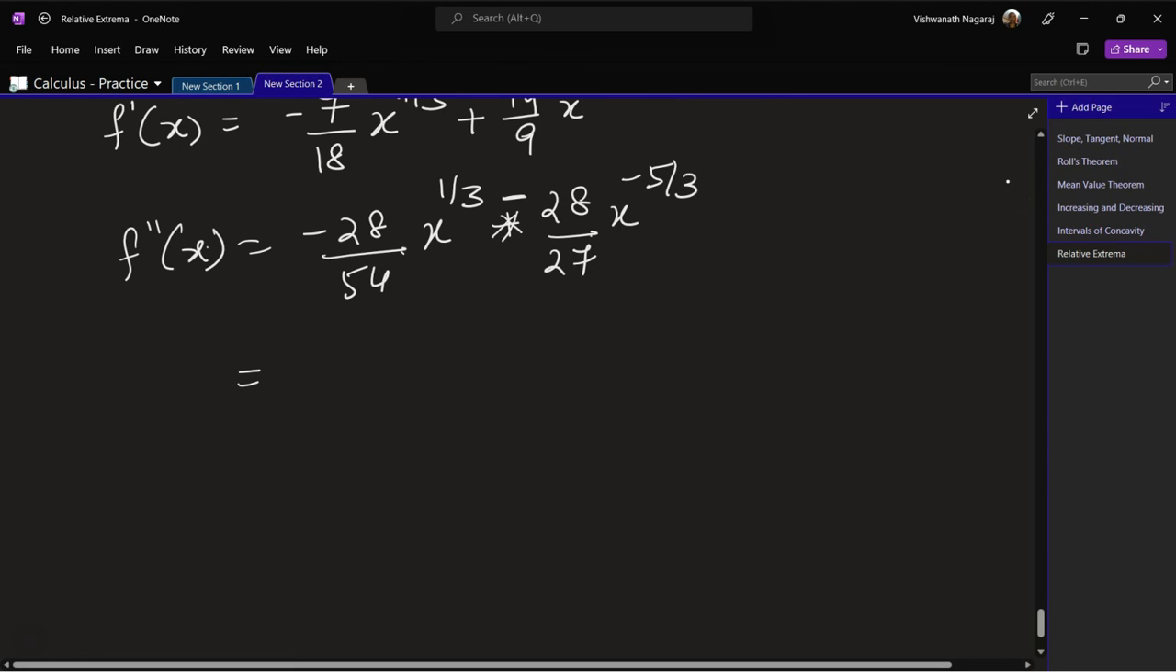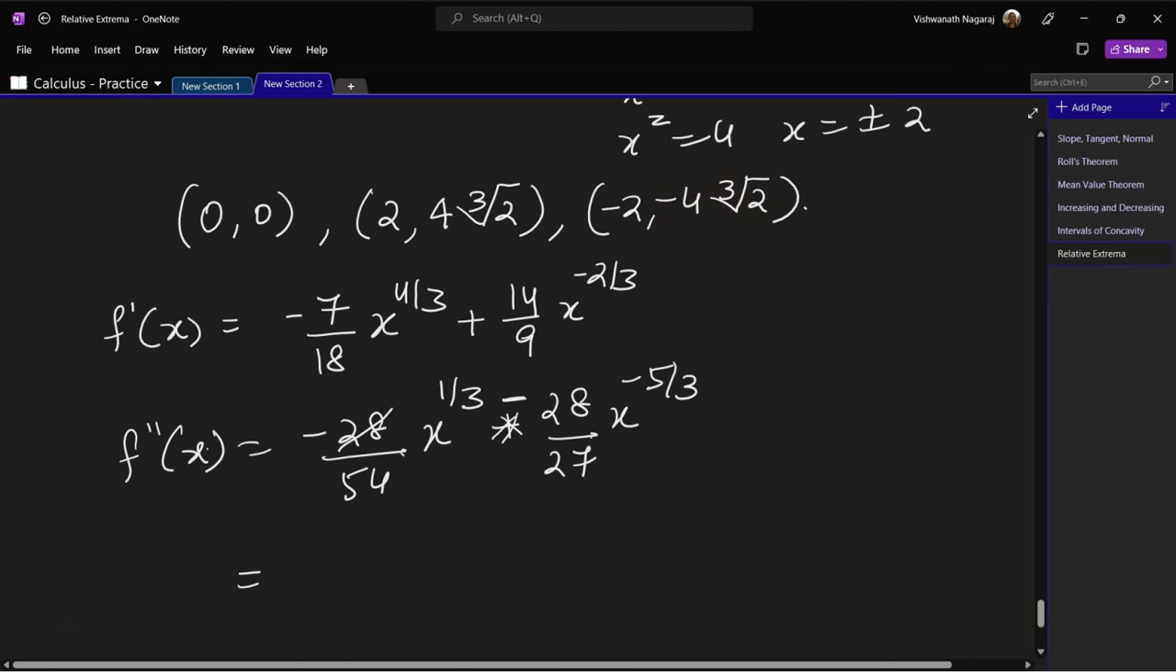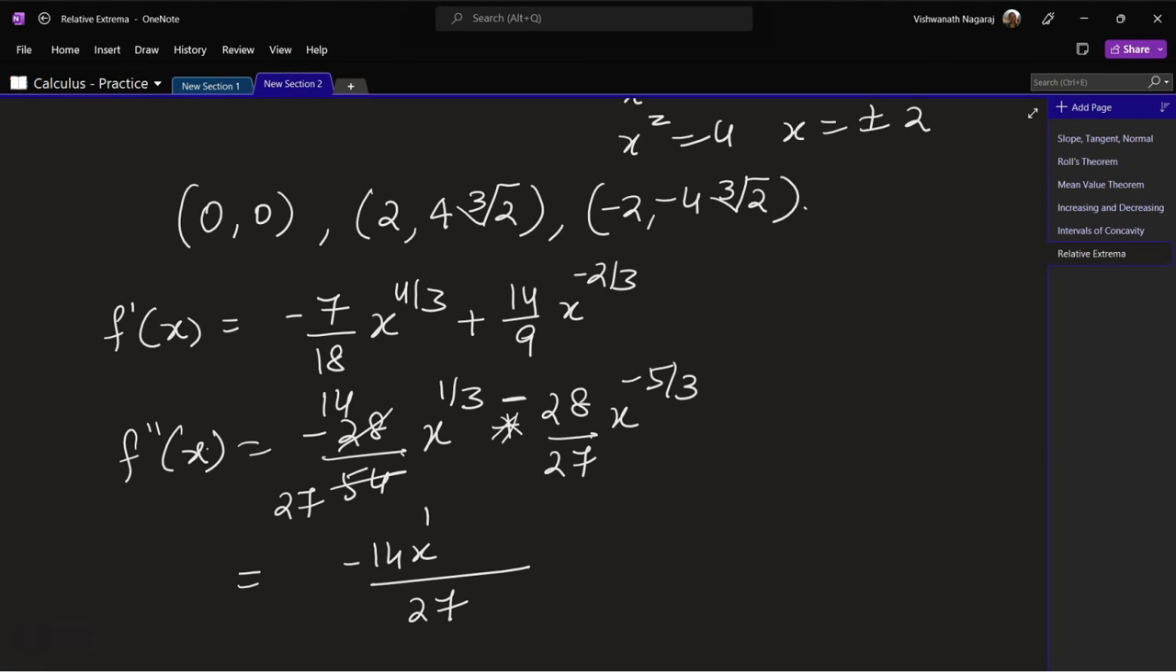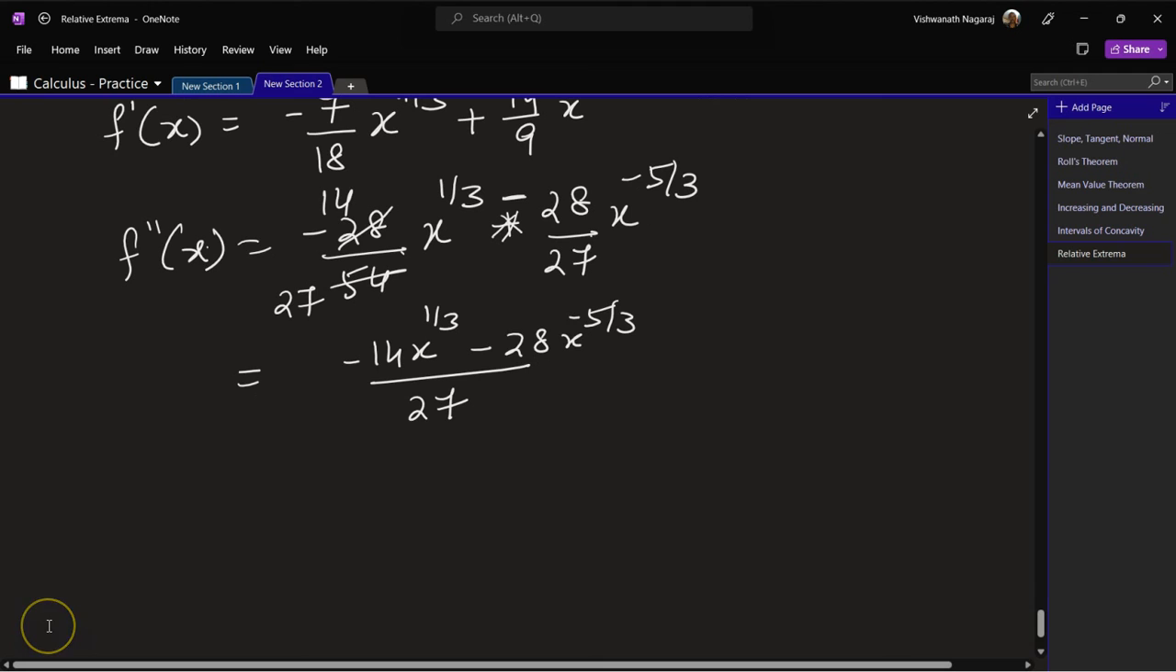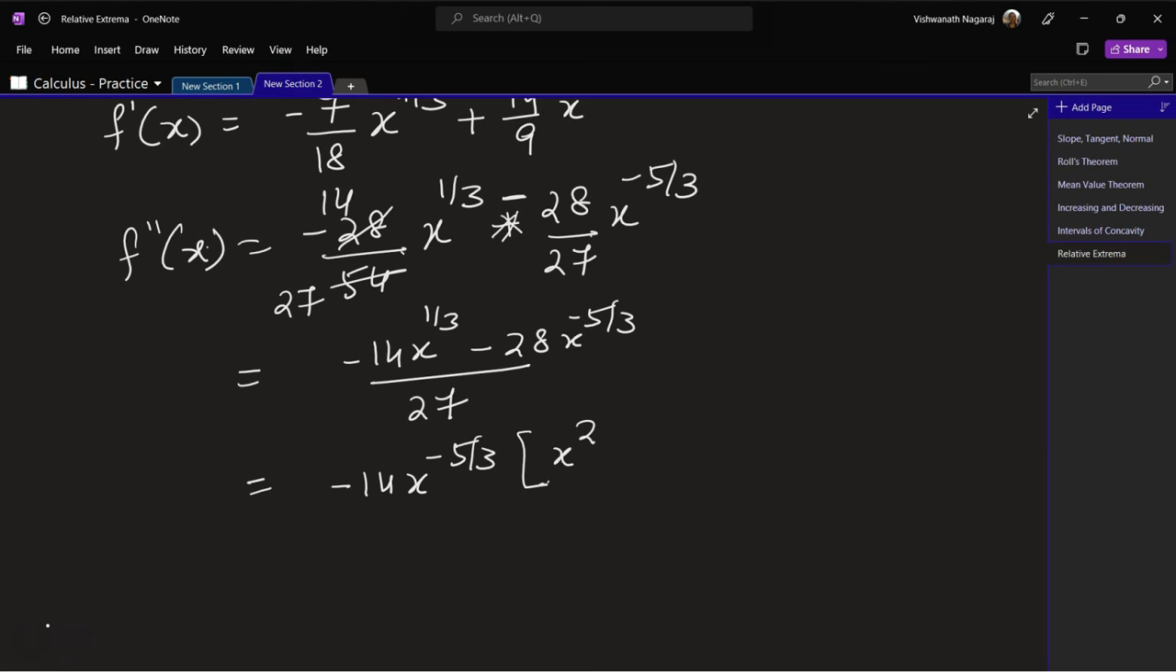So now let's check this, simplify this. So we get 2 14s, 2 2s, 2 sevens. So denominator is same. So 27 minus 14x to the power of 1 by 3 minus 28x to the power of minus 5 by 3. And again, if we take minus 14x to the power of minus 5 by 3 out, we get x square minus 2. And here if we take this down, we get minus 14 by 27 x to the power of minus 5 by 3 times x square minus 2.